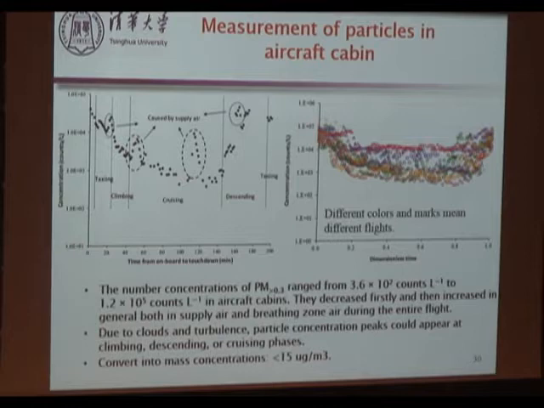So actually, we measured about 9 flights, and if you put them all together, they show very, very similar trends. That tells us something. It means when the aircraft is on the ground, the concentration is much, much higher than when it is on cruise.